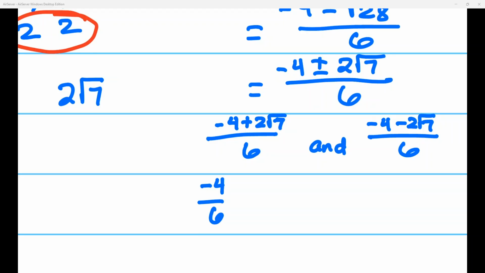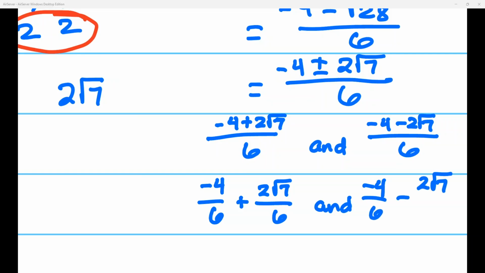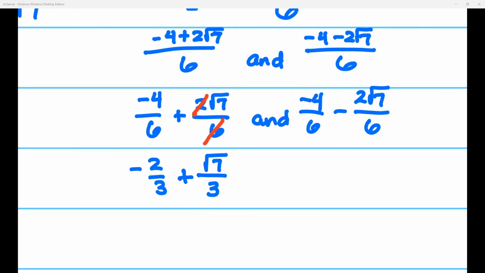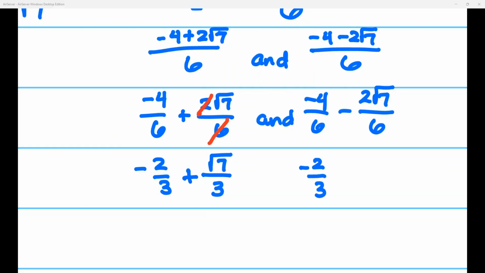That's negative 4 over 6 plus 2 rad 7 over 6 and negative 4 over 6 minus 2 rad 7 over 6, just like I did in the last problem. Why am I doing that? Because it's easier to see that this is just negative 2/3 plus, and then the 2 and the 6 simplify by 2, and this becomes square root of 7 over 3. Same thing here, that's going to be negative 2/3 minus square root of 7 over 3.